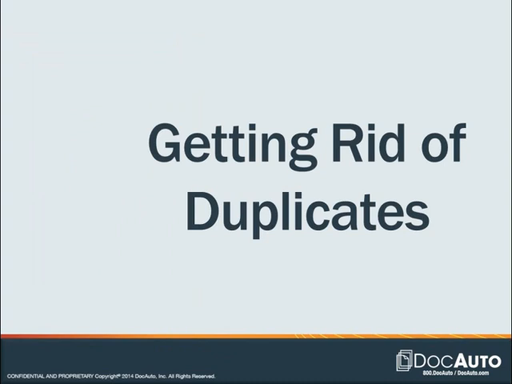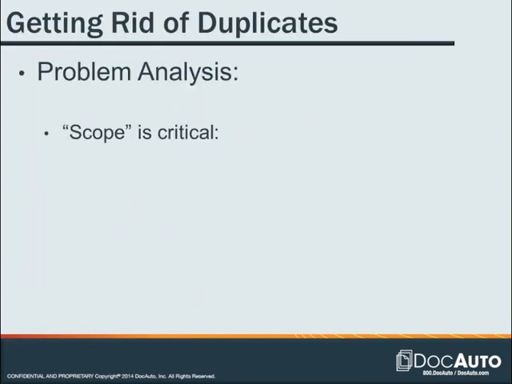So let's say I've got all these duplicates and I want to switch back to a model of having content that's linked, or at a minimum getting rid of the duplicates.